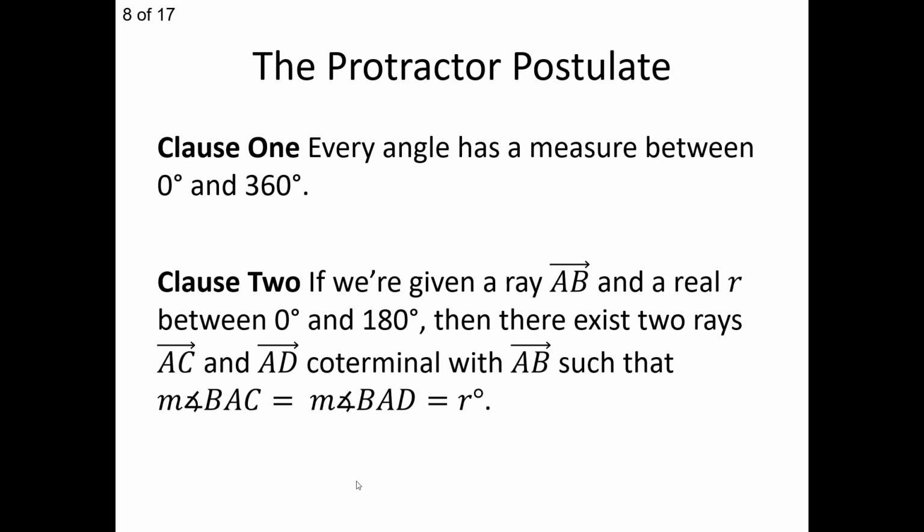Then what we're allowed to do is produce two rays that are coterminal, meaning they have the same vertex as our original ray, such that it measures out the chosen degree measure that we want. So we have the possibility of measuring in two directions, like we did with the segments. We can measure in two directions, a clockwise or counterclockwise direction.